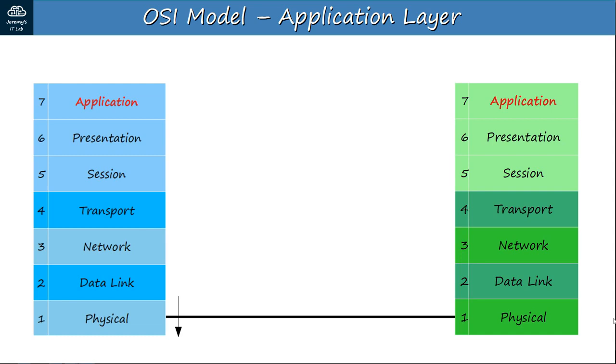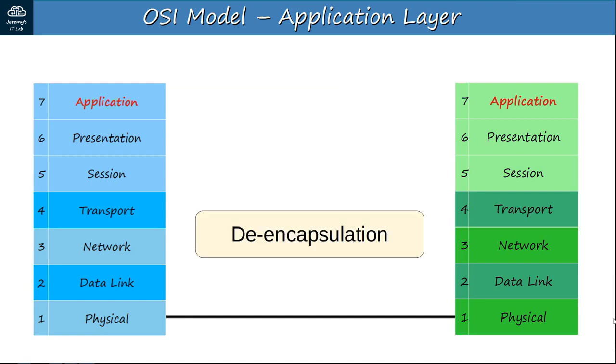By the time it reaches the physical layer, it is electrical signals on a wire and is sent to the neighboring system. Then the neighboring system performs the opposite process. The additions of each layer are stripped off until the data reaches the application layer of the neighboring system. This process is called de-encapsulation, as the additional information is removed as the data is processed up the stack.